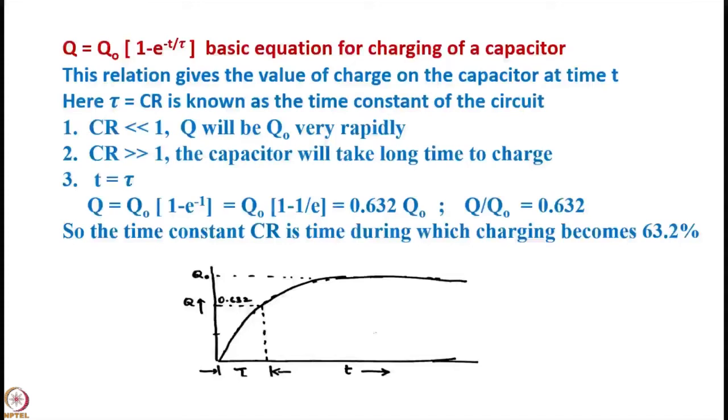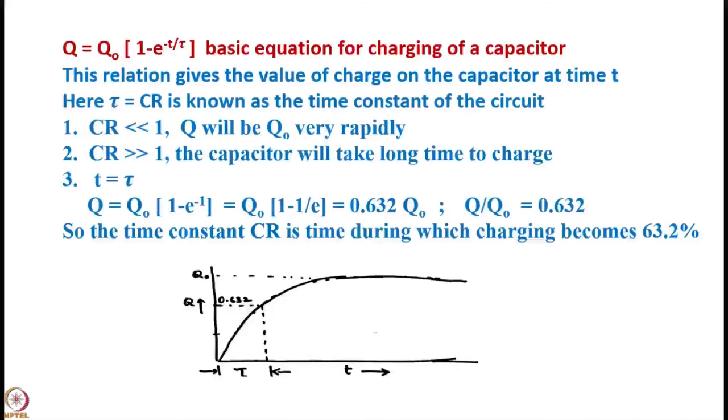And of course the third condition will be that t is equal to tau. That means what will happen in a time equal to the time constant of the circuit? If you take the above equation, Q is equal to Q naught within bracket 1 minus e power minus 1. So e is 2.713 or so. If you put that in, then Q becomes 0.632 Q naught. That means Q divided by Q naught is 0.632, or you can call it 63%. Q is roughly 63.2% of the maximum charge. So the time constant CR, or tau, is the time during which charging becomes about 63.2%.